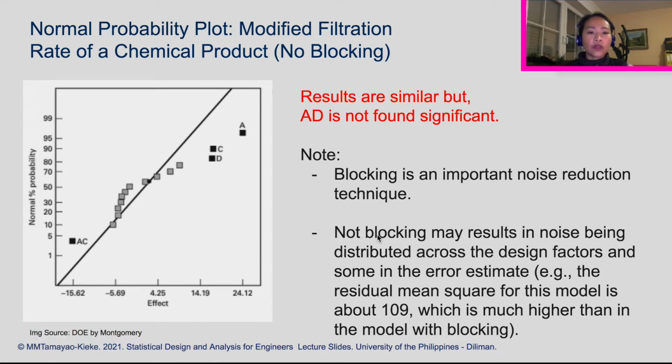So we have to note that blocking is an important noise reduction technique, and not blocking may result in noise being distributed across the design factors and some in the error estimate. So in this case, it was actually distributed to AD and the error estimate as well. So for example, the residual mean square for this model is about 109, which is much higher than in the model with blocking.